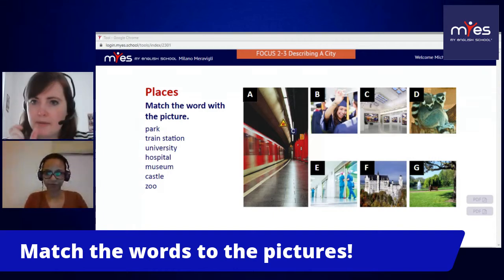Oh yeah, and Emanuela says in Genoa there is an aquarium. Yeah, there's a great aquarium.